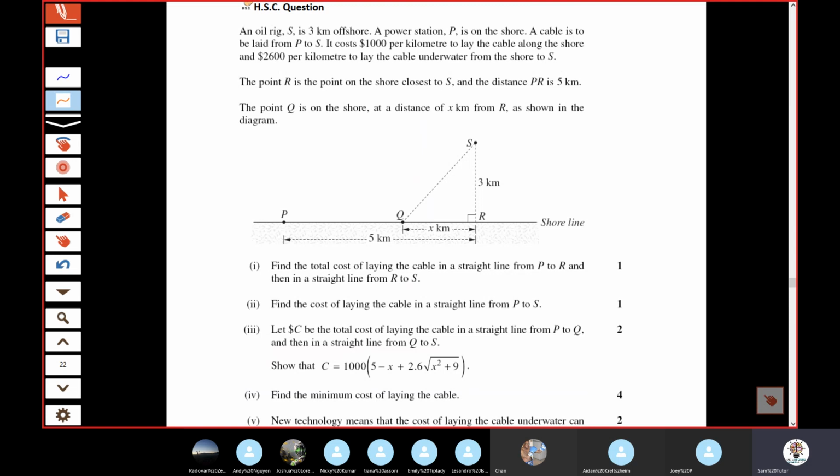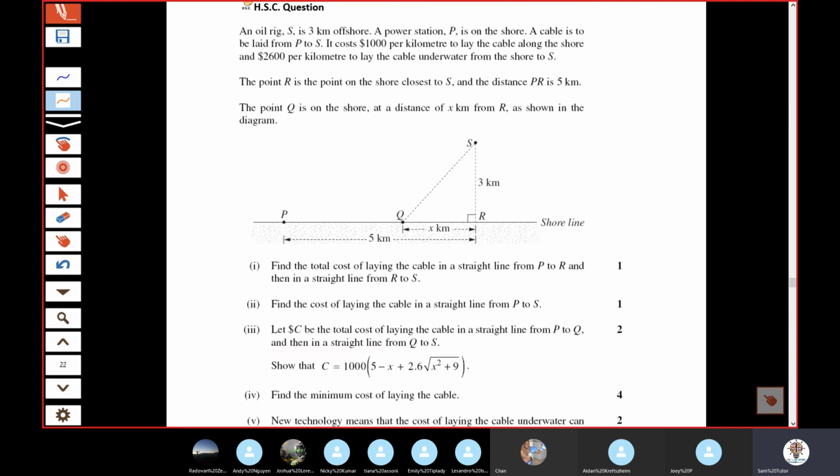Is on the shore. Look at the shoreline. A cable is to be laid from P to S. So from P all the way to S. Full stop. It costs $1,000 per kilometer to lay the cable along the shore, and $2,600 per kilometer to lay the cable underwater from the shore to S. We understand what's happening?